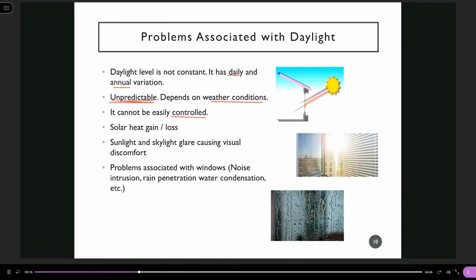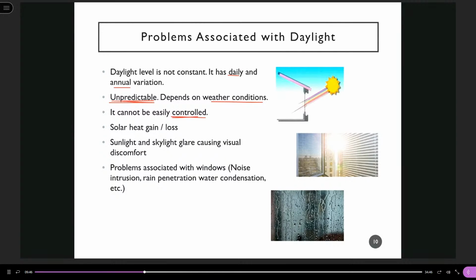If you have experience reading next to the window, you will find that the glare is very annoying, and you may draw the blind. Then it may be too dark. So it is very difficult to control the sunlight or daylight to where we want it to be.